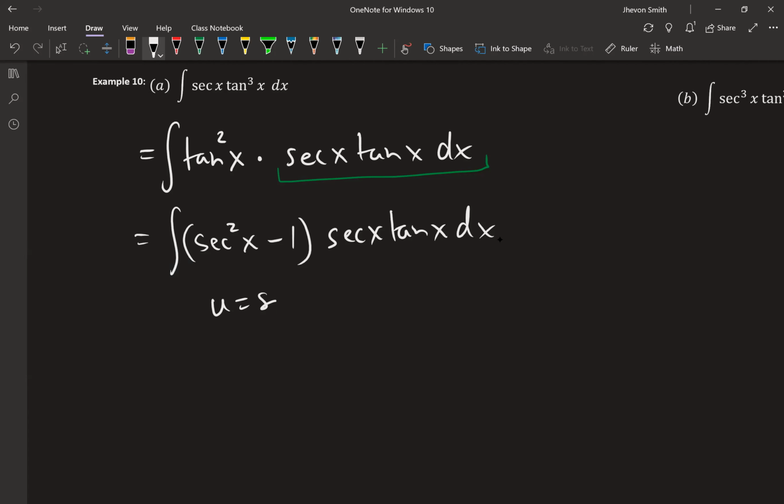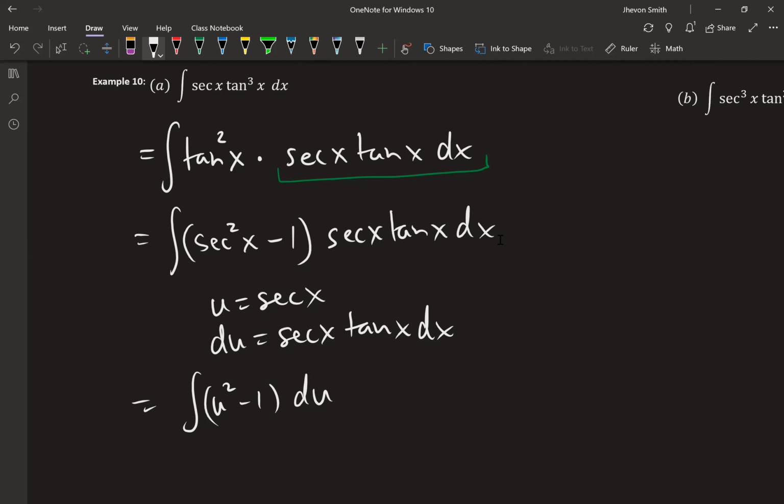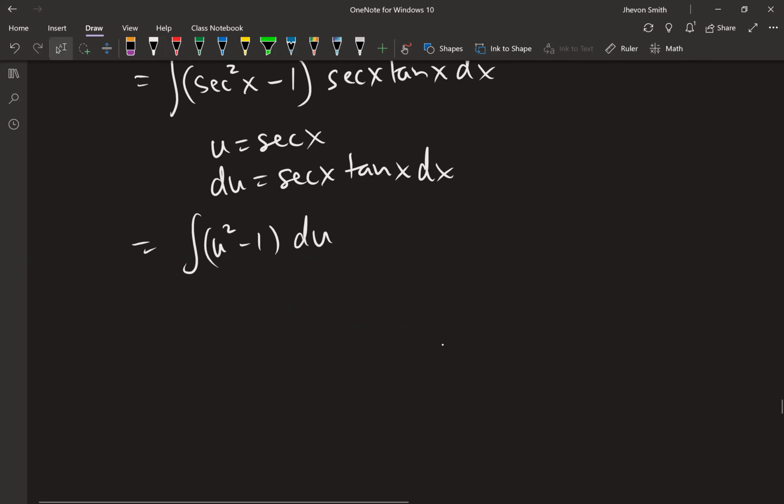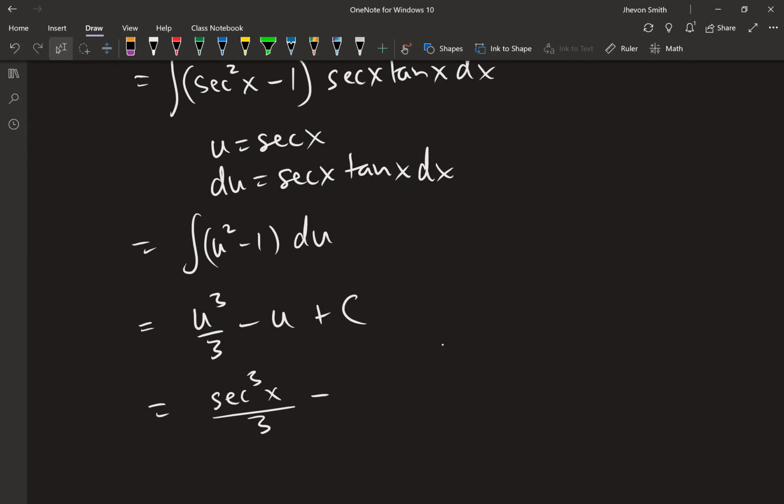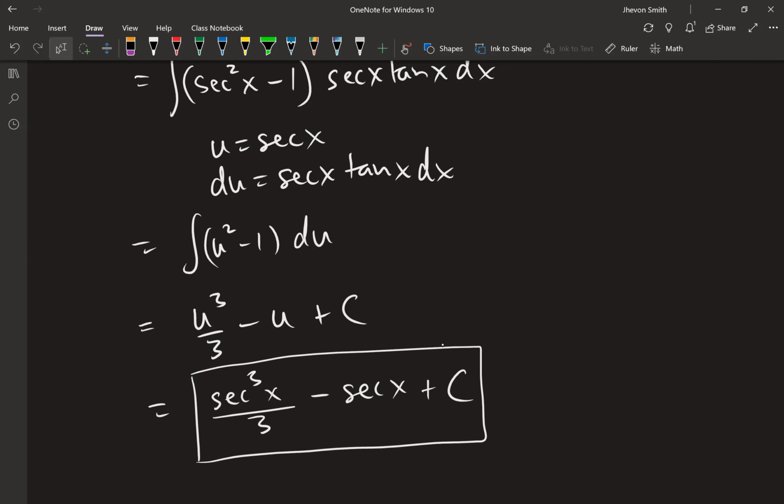Then you do a u equals secant. Your du is going to be secant tangent. And so this will become u squared minus 1 du. So now you have u cubed over 3 minus u plus c. So it's the secant cubed over 3 minus secant plus c. And that's that one.